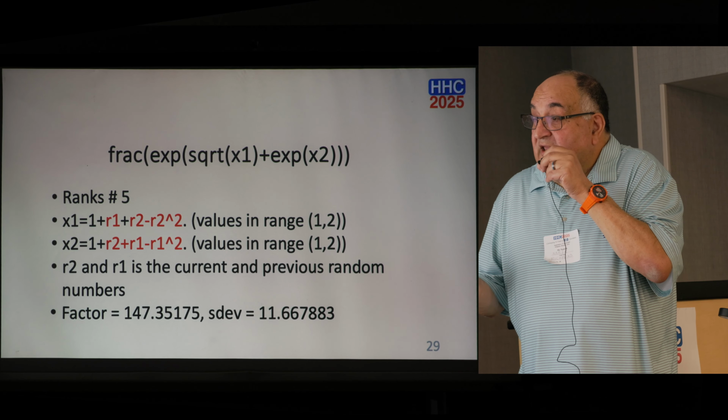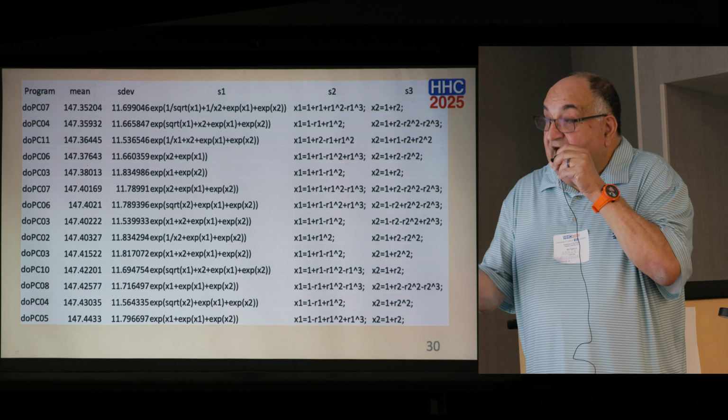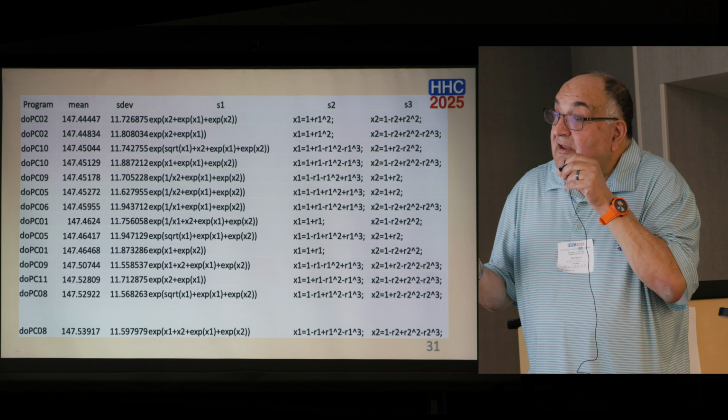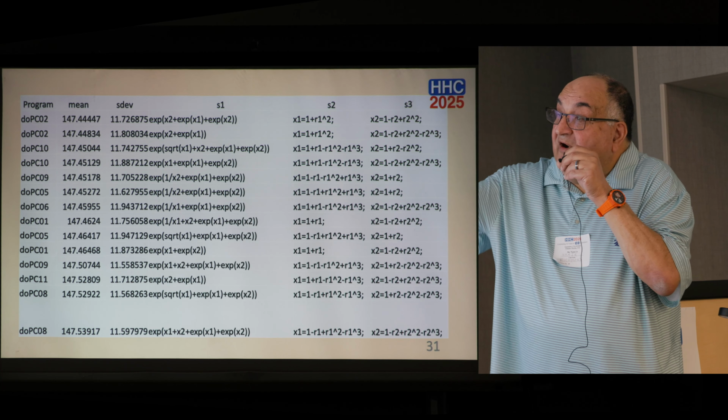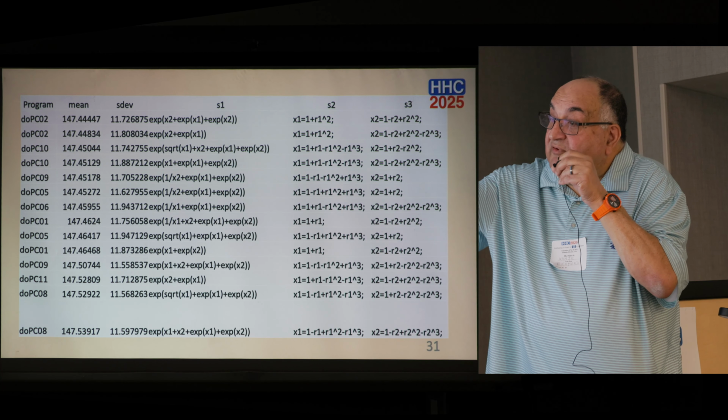And this is the rest of the list. If you look at the second column, the means, you're under 148. Very good. In fact, you're under 147.5. And here it's a little bit above, towards the end, above 147.5.